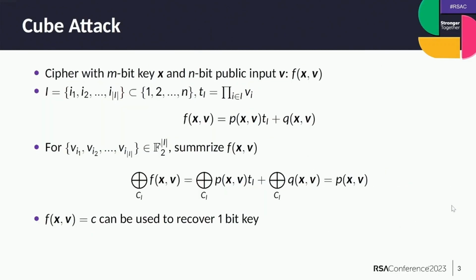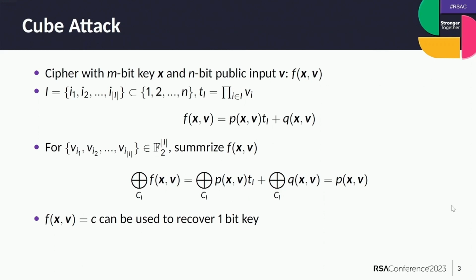A symmetric cipher can be viewed as a function f(x, v) of an n-bit key x and an n-bit public variable v. For the v, we take a subset I of 1 to n and let t_I be the product of the elements v_i. Then we can decompose f(x, v) as follows. p(x, v) is called the superpoly.